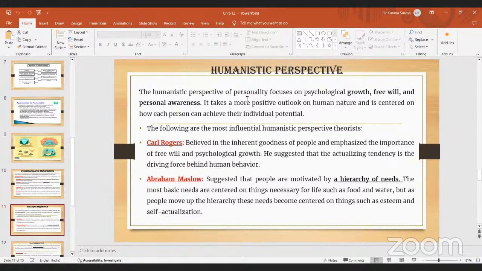It takes a more positive outlook on human nature, and it is centered on how each person can achieve their individual potential. The following are the most influential humanistic perspective theories. Carl Rogers believed in the inherent goodness of people and emphasized the importance of free will and psychological growth. He suggested that the actualization tendency is the driving force behind human behavior. Abraham Maslow: hierarchy of needs.